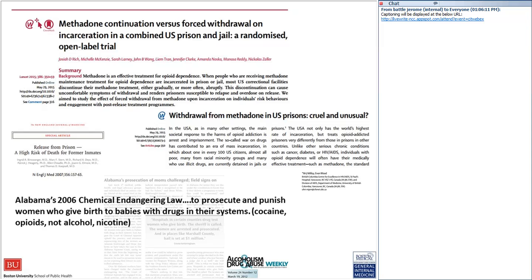The reason it was tested in this study was that it was actually standard treatment and remains the way that people are approached in a standard way in the United States right now in many situations when they're incarcerated. Of course, they found that outcomes were better in people who had their treatment continued, but this is what's going on. In Alabama in 2006, law put in place to prosecute and punish women who give birth to babies with drugs in their systems, not managed or treated as a health condition.